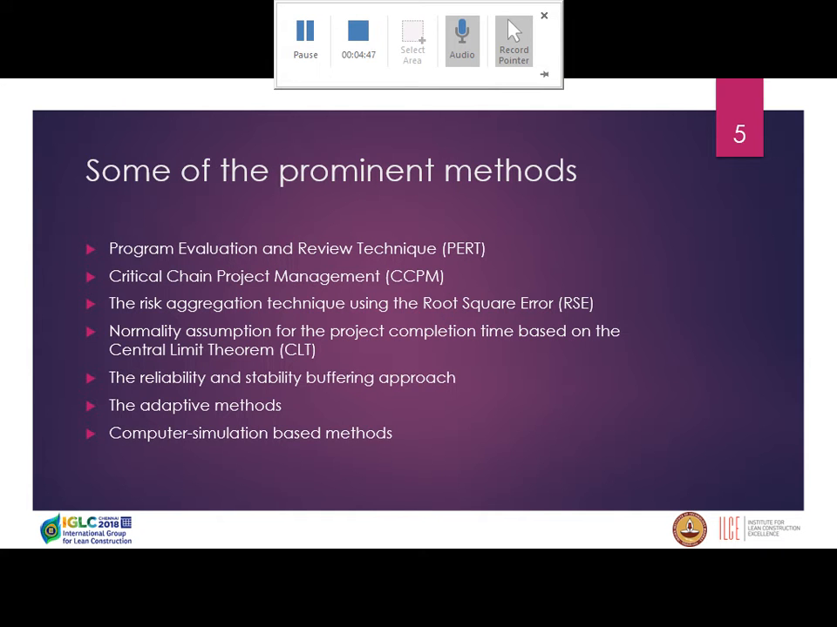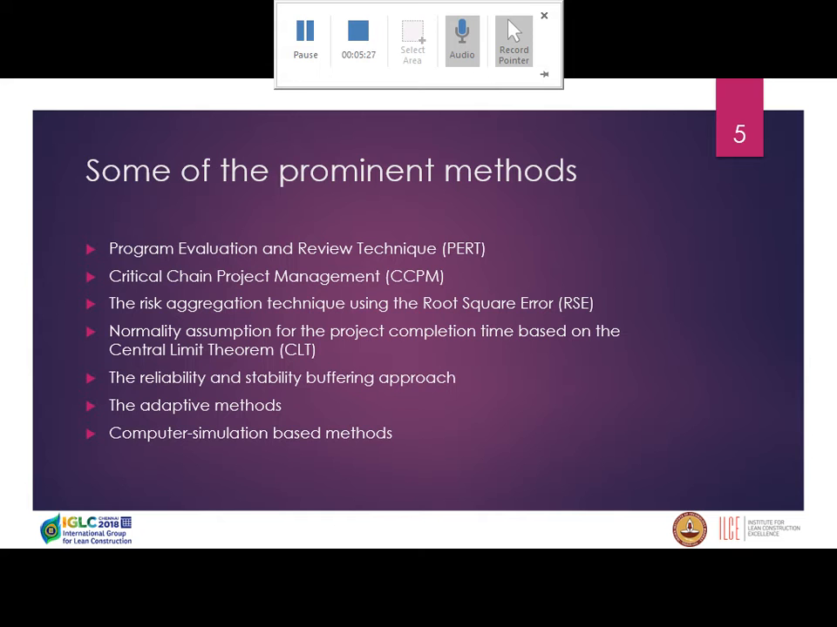Then we have a few methods, mostly statistical methods, which give us ways to calculate buffers. The risk aggregation technique using the root square, introduced by Newbold, and then the normality assumption for the project completion time, introduced by Herroelen and Leus. Actually, they were saying if we have a enough number of activities along the chain, the probability distribution of their performance would be a normal distribution. So you can use this fact to estimate buffers.